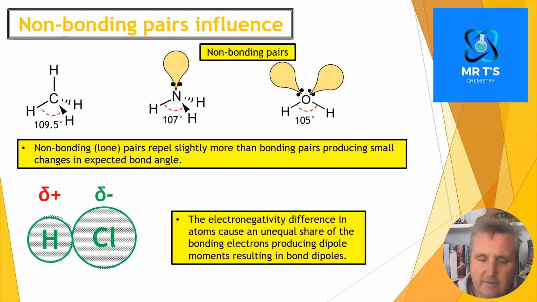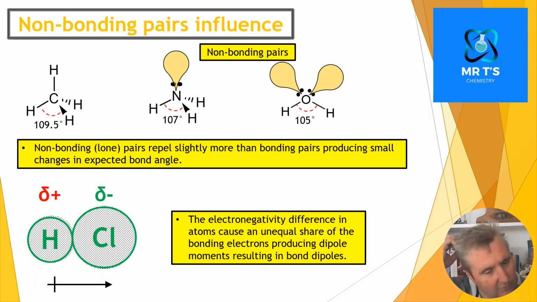Now this, remember, is from an uneven share of electrons because they have electronegativity difference. Now this produces what we call a bond dipole, and we can draw a representation of a bond dipole by drawing an arrow with a plus at the end where it's positive, and the pointy end is where it's negative. So we can use that to show the direction of the negative charge.